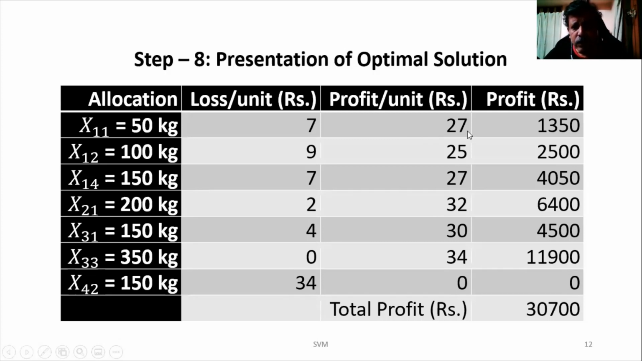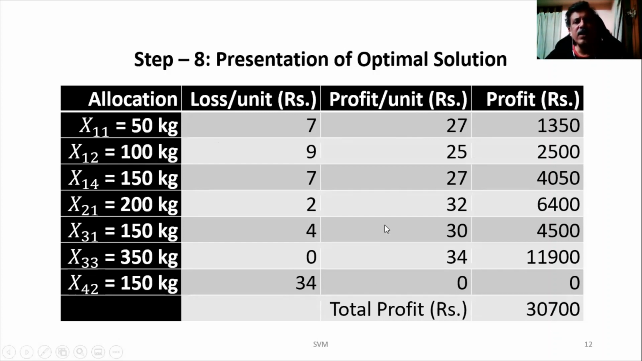Then to calculate the profit, this is profit per unit. We are going to allocate 50 units, which means 50 into 27, we get this. 100 into 25, we get this. Then the final total profit is 30,700. So this is the optimal solution for this.